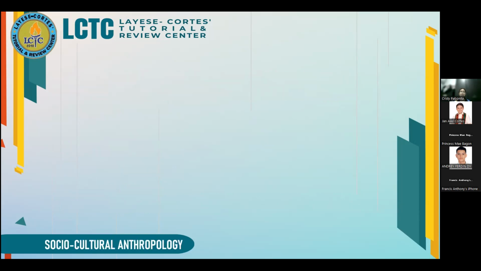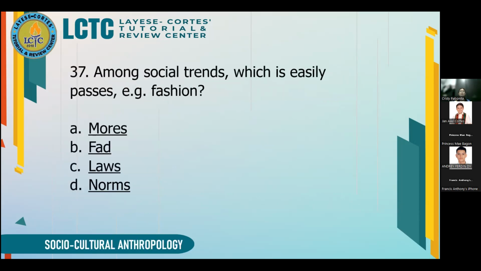Okay. Next is 37. Among social trends, which easily passes, for example, fashion? Out of those choices, which one easily passes? Letter B, fad. Like fashion. Yes, very good. Letter B, fad.